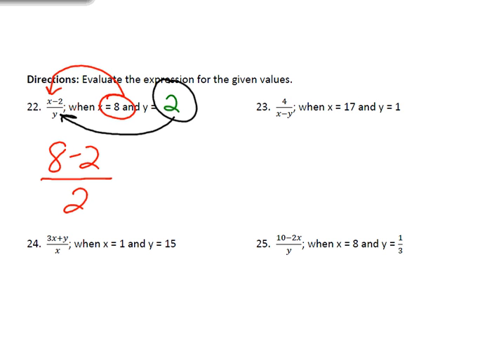Okay. Remember our order of operations? This fraction bar splits it into two problems. So we need to start with the top. 8 minus 2 is 6. And 6 divided by 2 is 3.